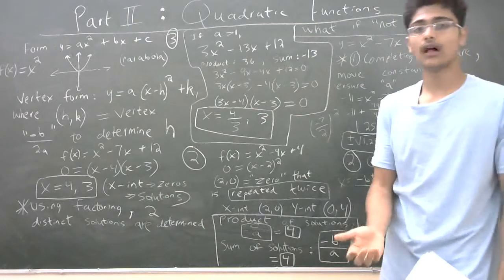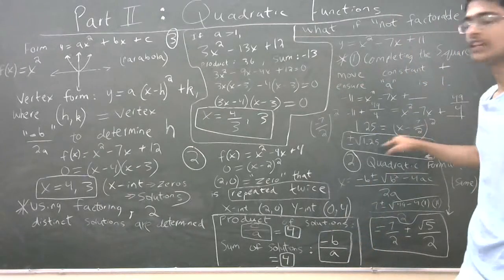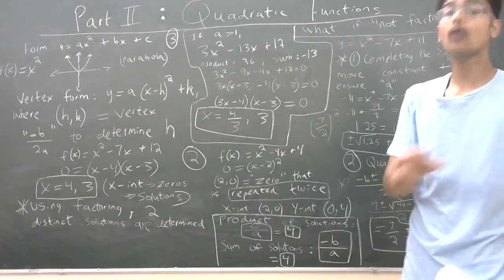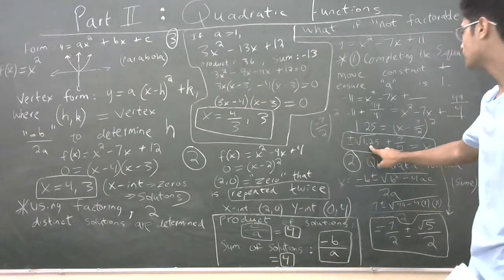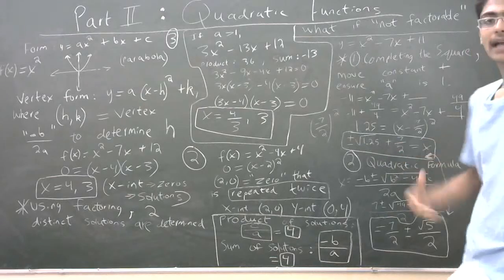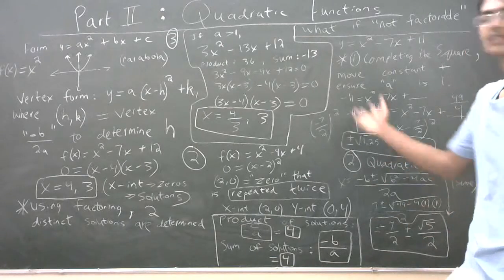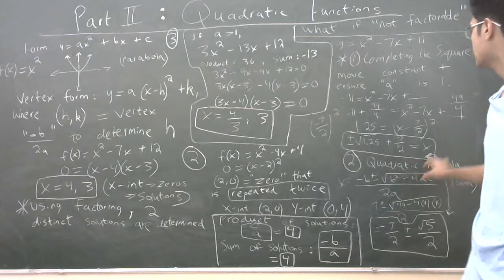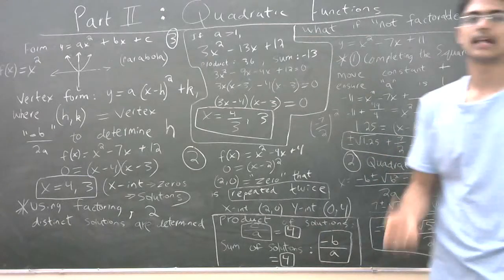Now you can easily solve this because you have a square here. So if you take the square root of this, you want to make sure that you have plus or minus the square root of 1.25 is equal to x minus 7 over 2. And then moving 7 over 2 to the other side, you get this plus 7 over 2 is equal to x. So this is the answer.